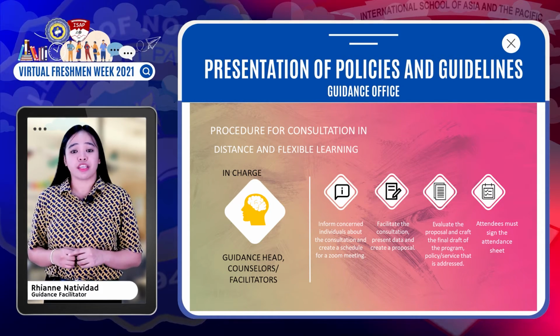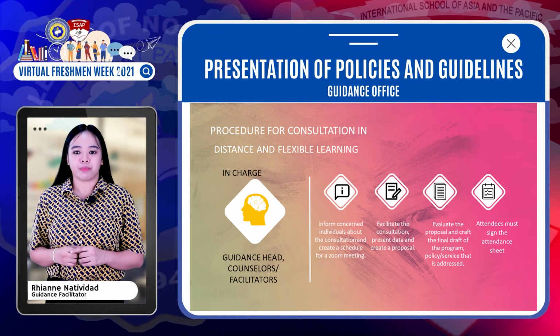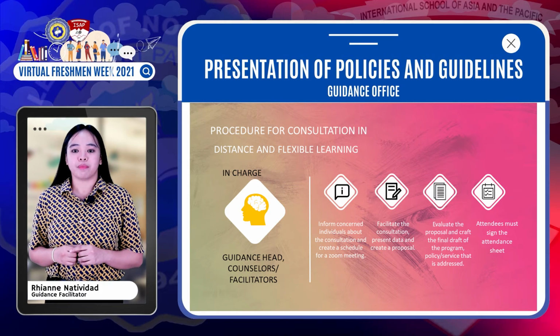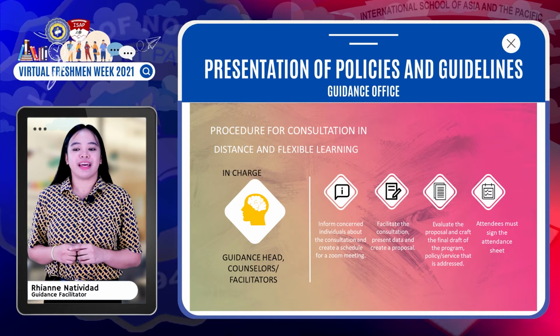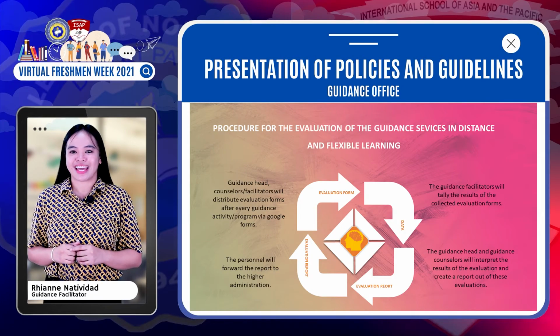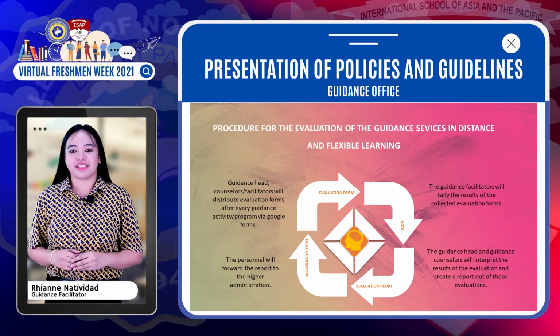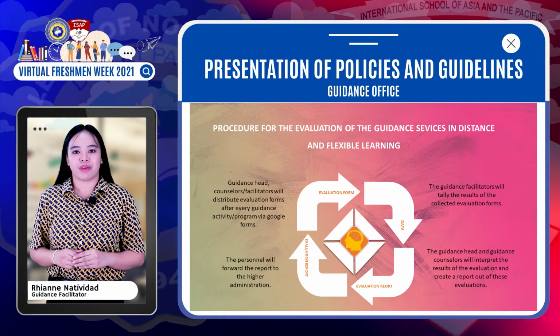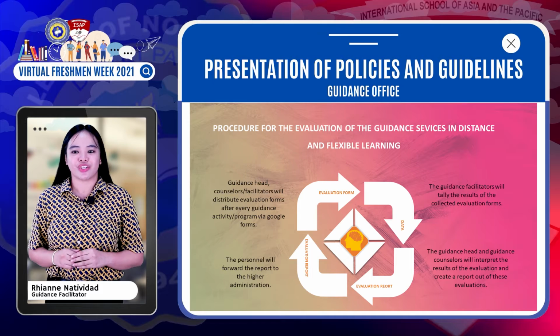Afterwards, parents, teachers, administrators, deans, and program coordinators will evaluate the proposal and craft the final draft of the program, policy, or service that is addressed. Monitoring of the attendees signing the attendance sheet can now be undertaken by the guidance personnel. Finally, we go to the evaluation of the guidance services. This service aims to have a systematic mechanism to measure the effectivity and implementation of the different guidance services in the transition to distance and flexible learning method. Here's the flow for the procedure.